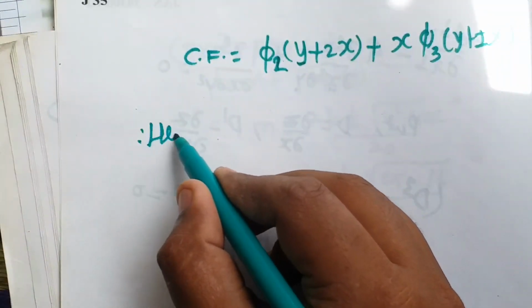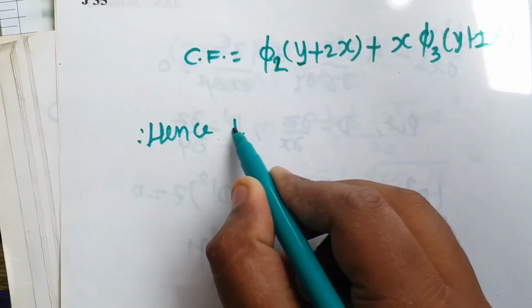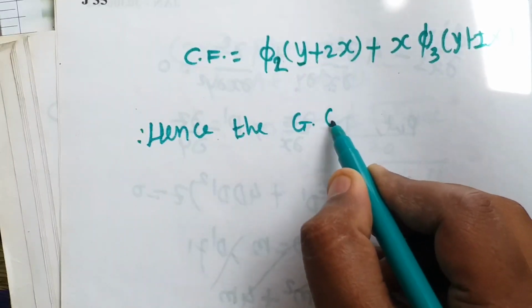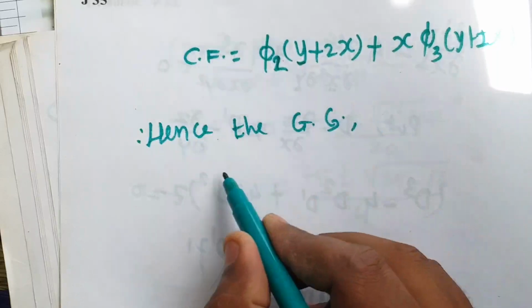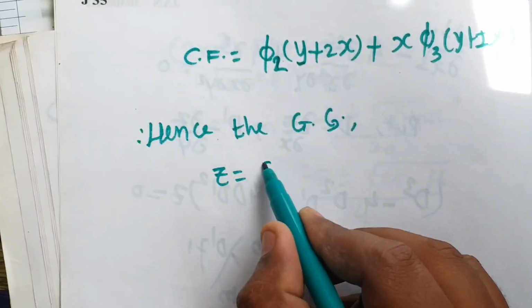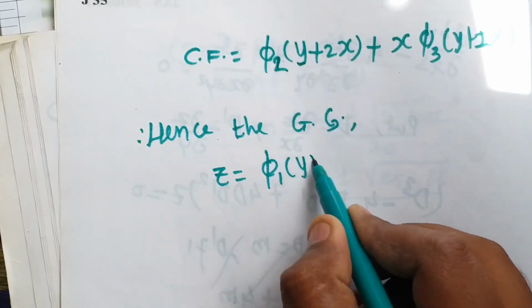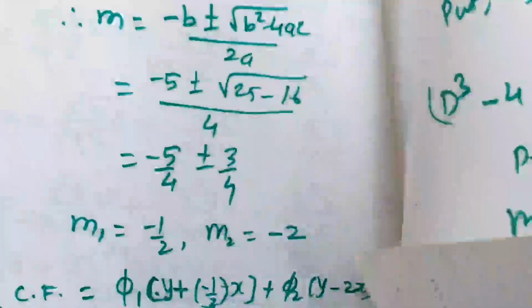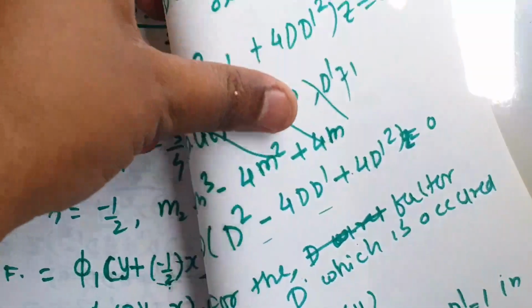Hence the general solution will be addition of all. So z equal to, first we have taken as phi 1 of y.